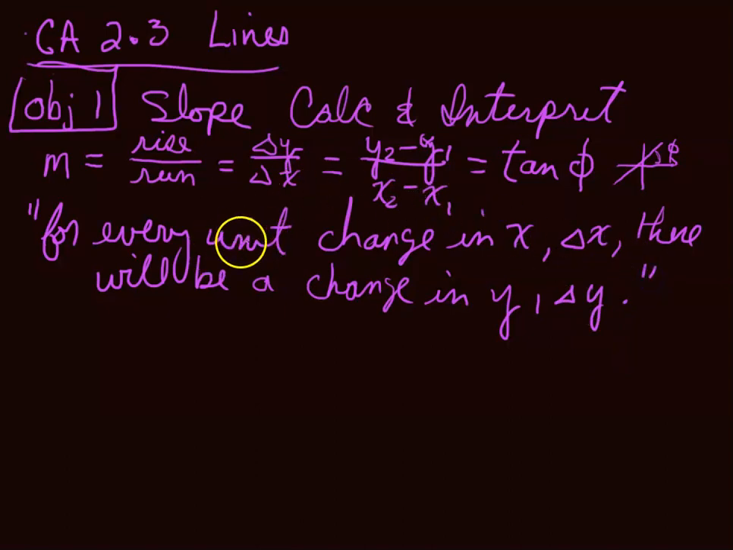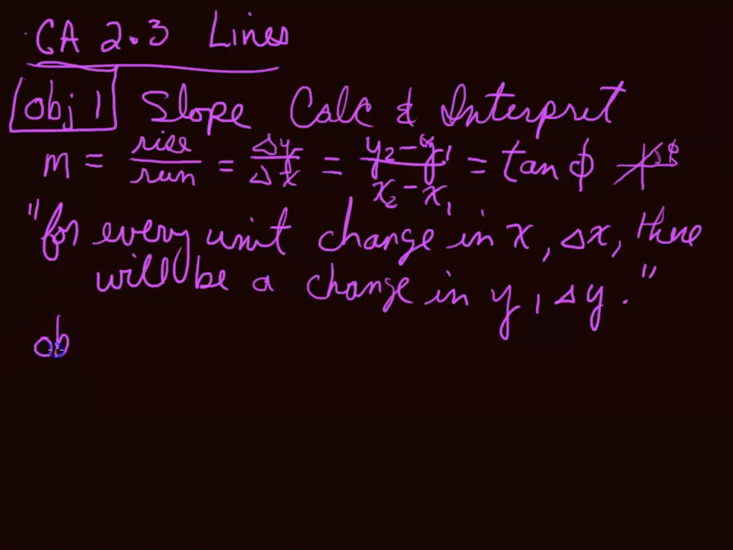We'll need to know about the units, feet or miles or all kinds of different units that we could be using. But we'll talk about that change in x, the denominator, for every unit change. So when x changes by 1, how much does y change? That's really the interpretation of the slope.